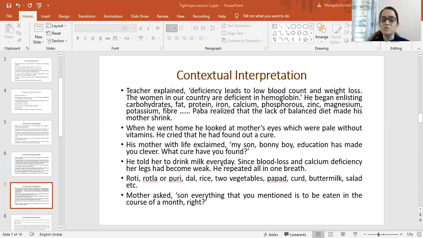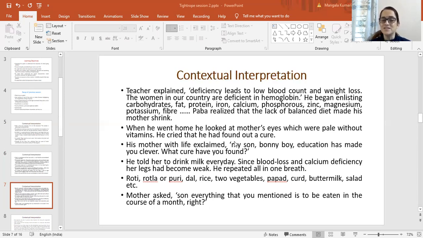Roti, rotla, puri, dal, rice, two vegetables, papad, curd, buttermilk, salad, etc. Mother was so shocked and asked, son, is everything that you mentioned to be eaten in one course, or in the course of a month?